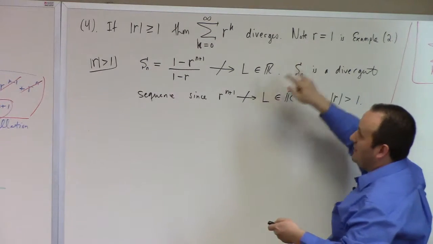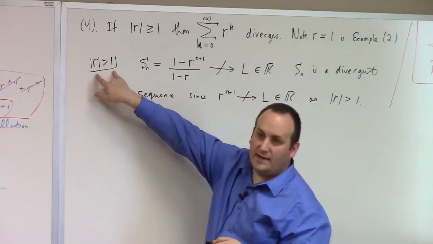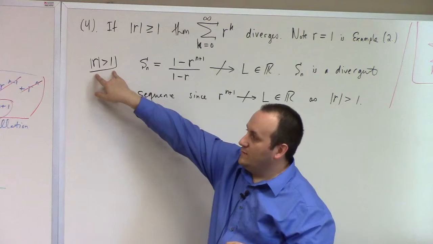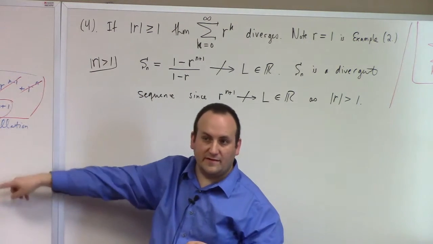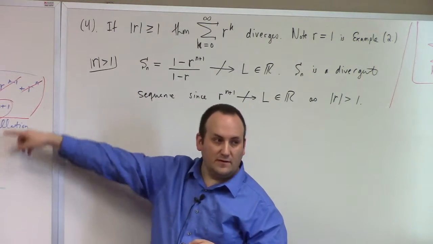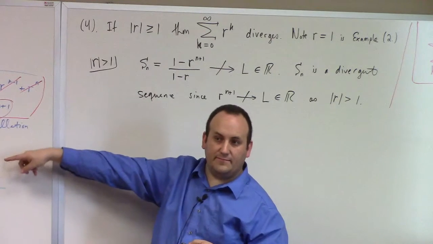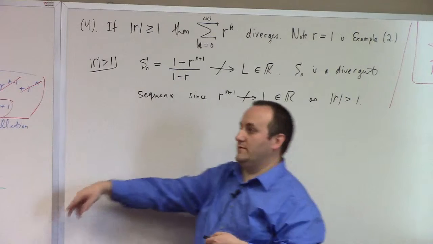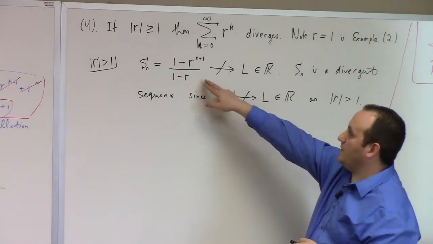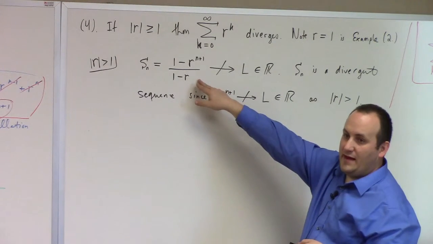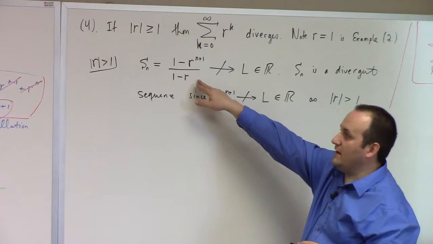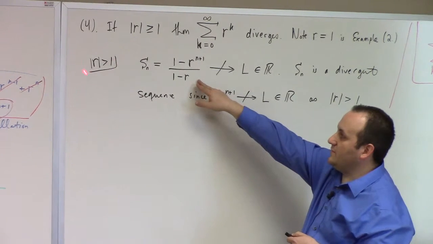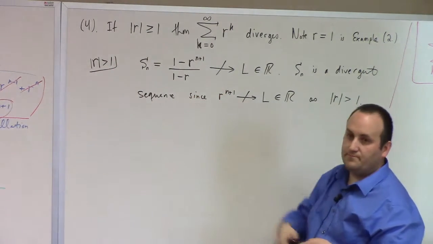So if r is not equal to 1, though, then the absolute value of r is greater than 1. We can still do this calculation. This calculation does not assume that the absolute value of r is less than 1, right? That only comes into play when we finally take the limit down here in the green. Same calculation goes through, same nth partial sum. But what happens as n goes to infinity in the case that the absolute value of r is greater than 1?